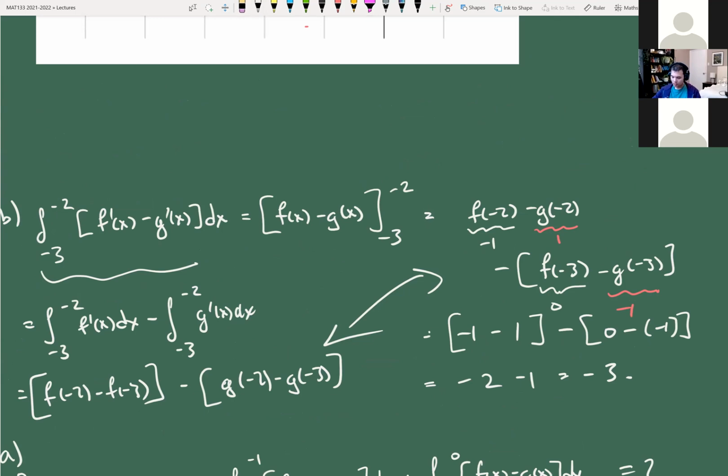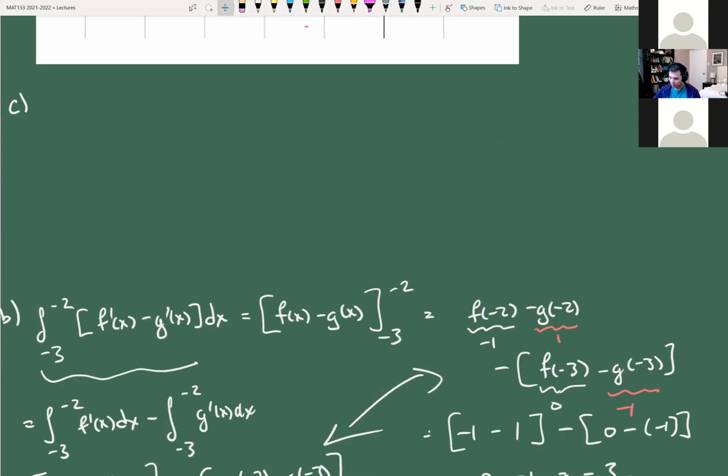All right, now C, this is a beauty one. So C asks you to do the following. Now this one, again, if you're trying to do this by writing out what f of x is, you're just going to die, right? You don't want to do it this way. It is possible, but don't do it.